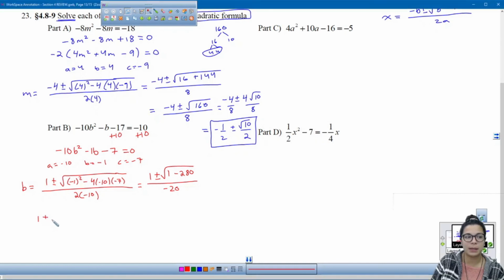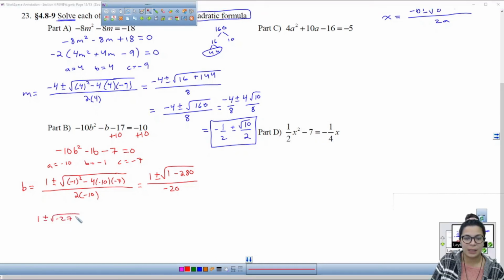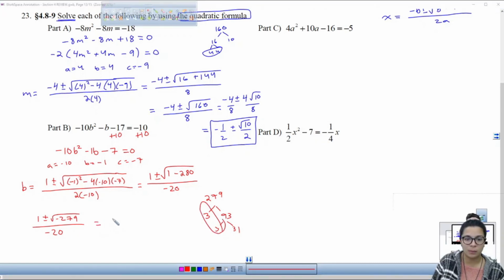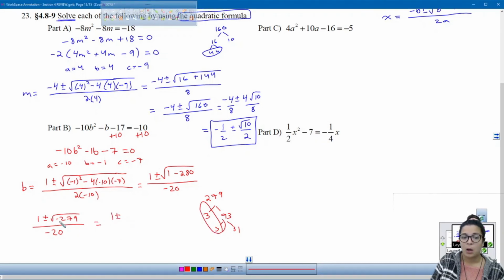So we have 1 plus or minus the square root of negative 279 all over negative 20. Now, 279 breaks up. 279 can be divided by 3. We get 93, and then 93 can be divided by 3, we get 31. So a 3 comes out of that radical. 31 is prime. Also, the square root of negative 1 is i, so we get 3i square root of 31, and this is all over negative 20. And that's our answer. All right, part C, we need equals 0, so let's add 5 on both sides.